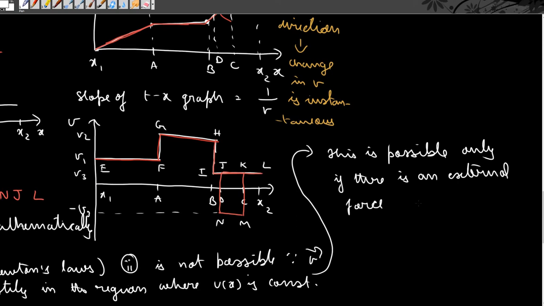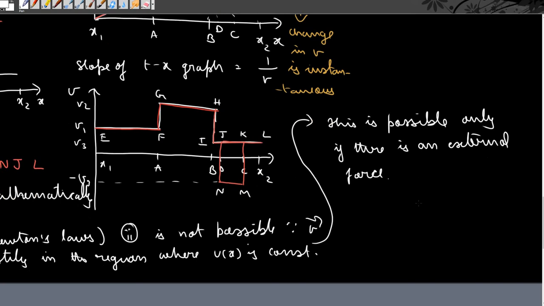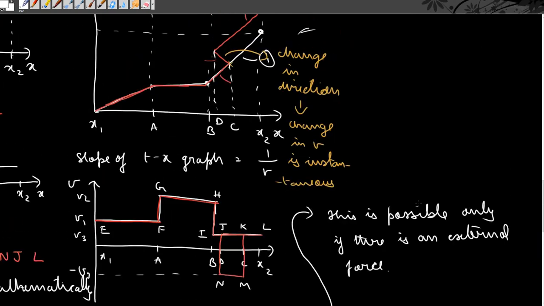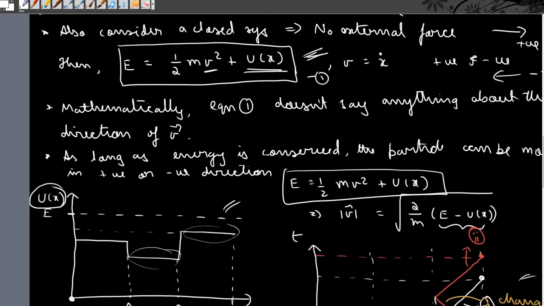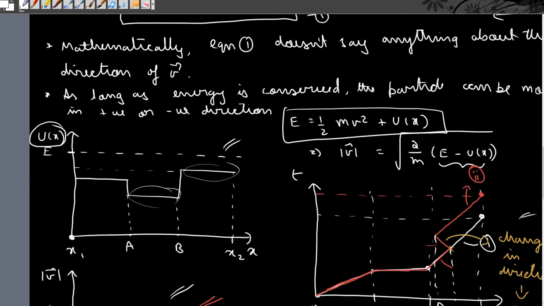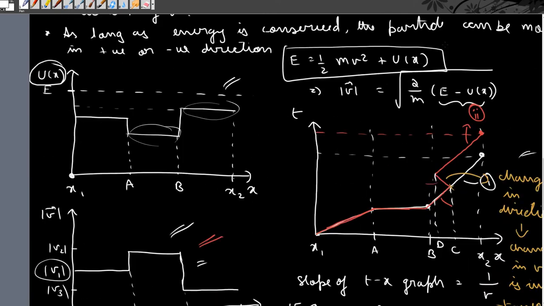force. But we had assumed that our system is a closed system. Okay, so we had considered a closed system, which means there must be no external force. But path 2 suggests from Newton's laws that there is a presence of external force. So the correct path should be path 1, not path 2.